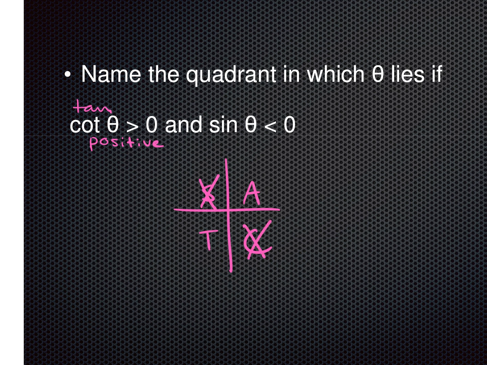Because tangent's not positive in the sine positive one and the cosine positive. It's going to be positive in either all positive or just tangent positive. Let's look at the second piece of information. It says sine of theta is less than 0. So sine is negative. So it's not in the first quadrant, because if sine's negative, it's not in the all positive one. So what quadrant are we in? The third. So we're in the tangent positive one, so that is quadrant 3.